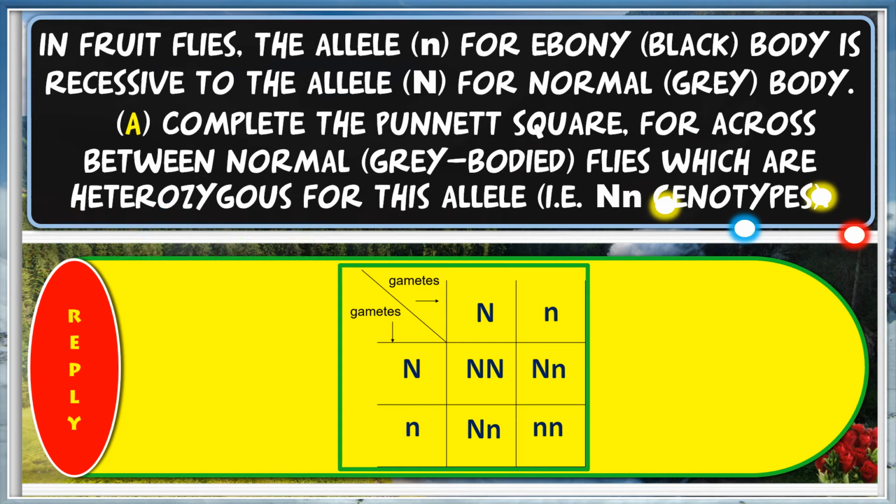We shall have the gametes capital N, small n, and capital N, small n. Then we shall have the offspring, capital N, capital N, capital N, small n, capital N, small n, and small n, small n.